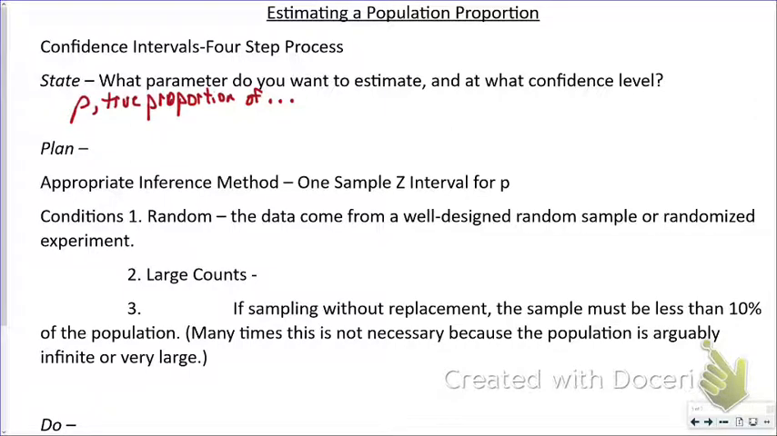In the next handout, we will do a one sample confidence interval for means, so I'll lead with the Greek letter mu and say true mean of. So typically on that first step, the state step, I lead with either true P, true proportion of, or mu, true mean of. And this handout will all be proportions. When we move to the next chapter, we'll add to the state step and we will put in some hypotheses.